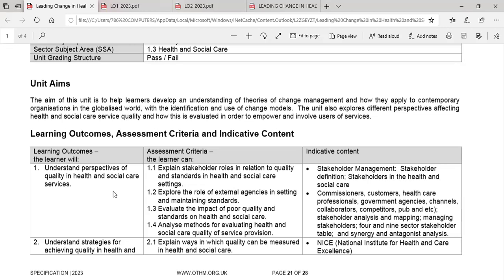I assume that we want a change to happen before stagnancy sets in and causes a negative effect. So you obviously have certain assessment criteria, and then you see that if there's any evaluation that you do and you have anything that is of poor quality, that is where you want to bring about your change. And then you're analyzing your methods of evaluating health and social care quality of service provision.